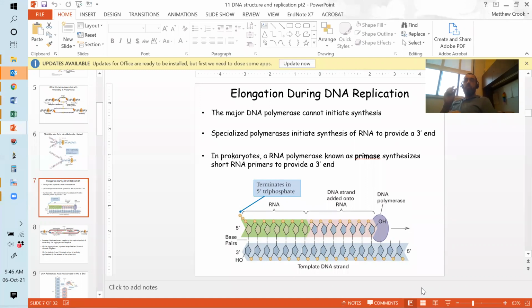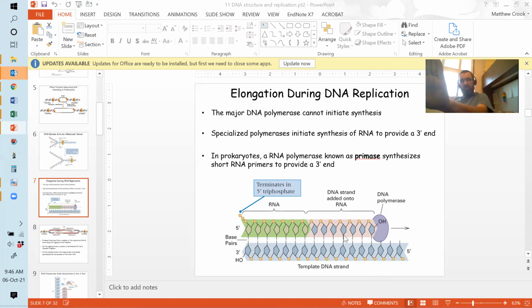Same deal. It's a small piece of RNA called a primer, and I can't remember off the top of my head, 15 to 20 base pairs of RNA. You can see here. And so now that equals a 3' OH.